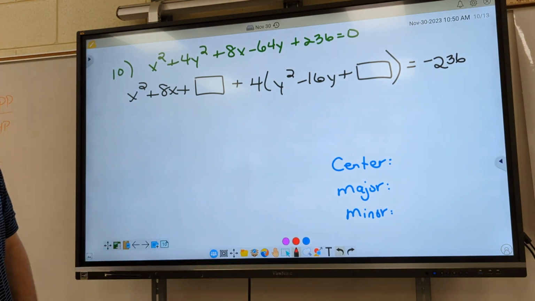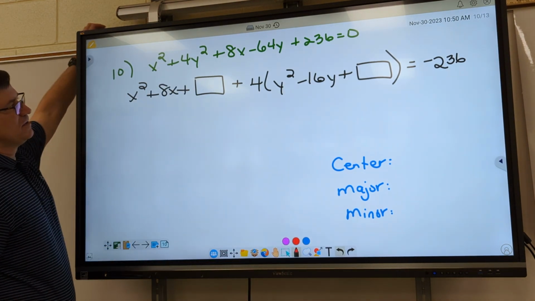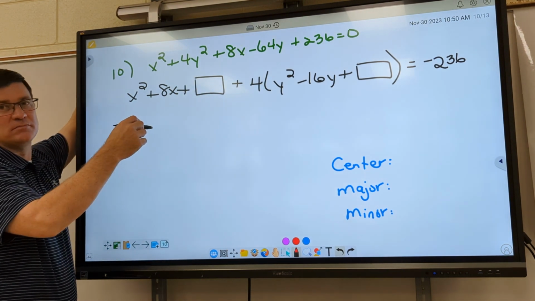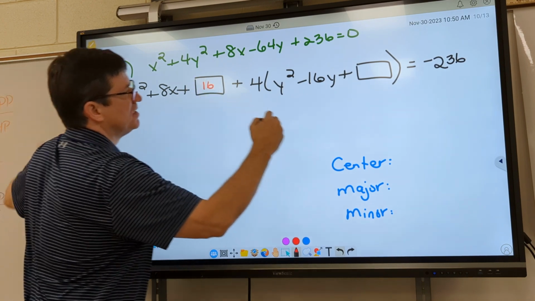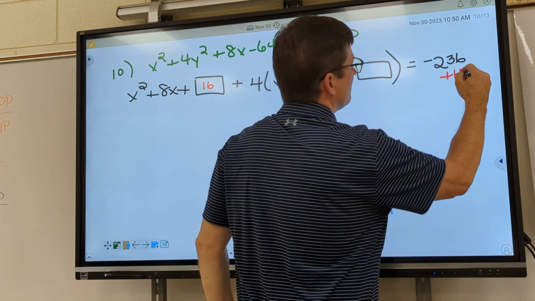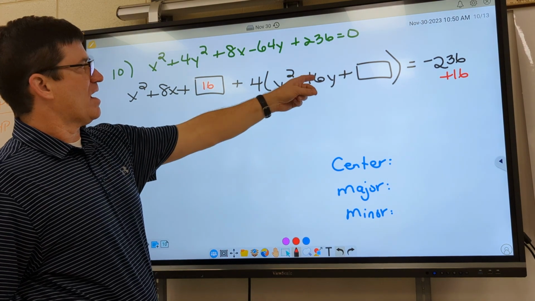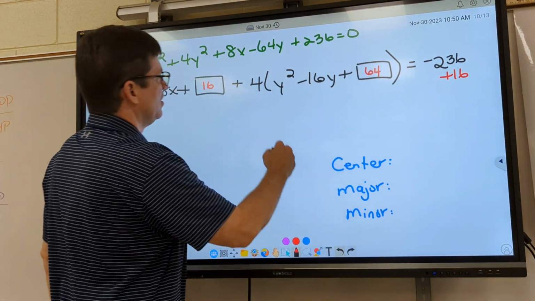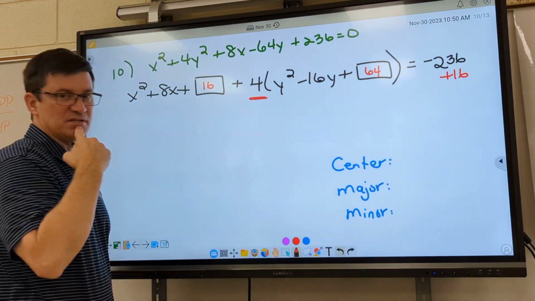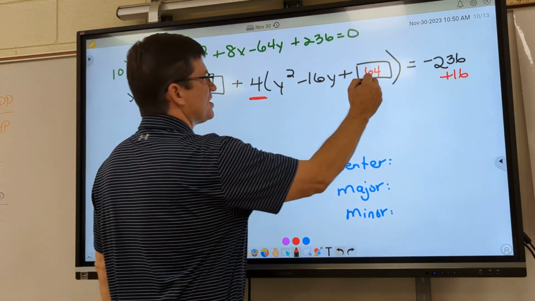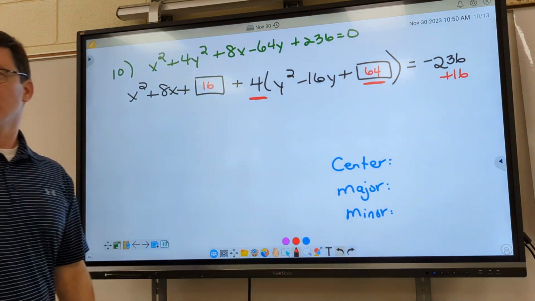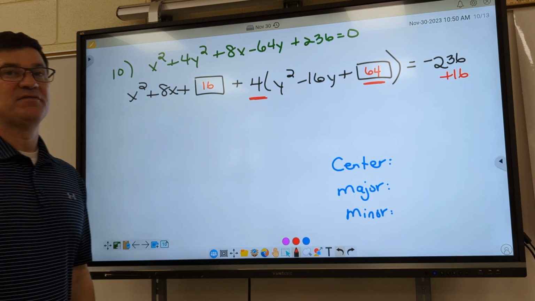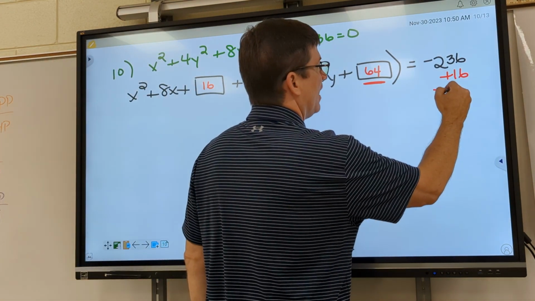All right, Ashlyn, help me fill in the box, please. What goes in the first box? 8 divided by 2. Good, that's 4. 4 squared is plus 16 and plus 16. All right, the other one, half of 16 is 8, squared is 64. Now this one's different, because look, you got a 4 out in front of the parentheses. So what we're going to have to do is 4 times 64 is? Negative 256. Positive 256, so we'll have to make it a negative 256.